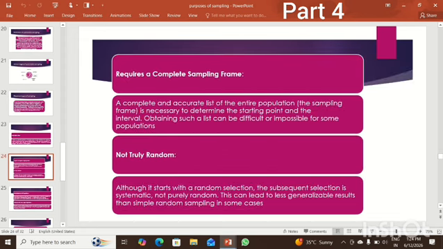Then it requires a complete sampling frame. The sampling frame should be complete, but the selection not truly random. It should not be truly random. Here what it means is, although it starts with a random selection, the subsequent selection is systematic. There should not be random selection like 1, 2, 3, 4, 5, 6, 7. You do not have to select the whole population. You have to select it thoroughly with the use of your potential standards, not purely random, or without any judgments or without any selection criteria. This can lead to less generalizable results than simple random sampling in some cases.